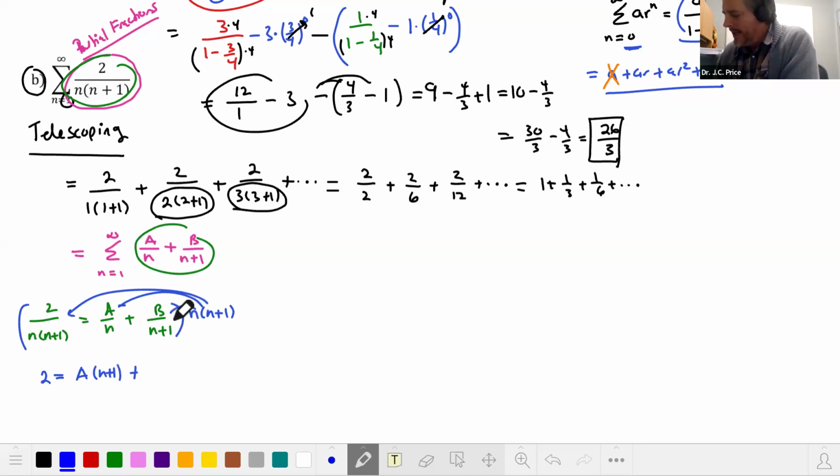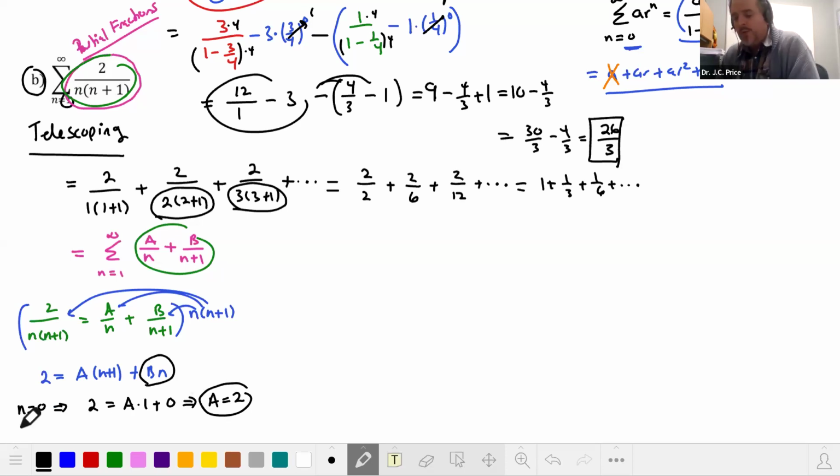Plus, and on this guy, we get b times n. And then we're just going to let n be different numbers. We picked them nicely, right? So let n be equal to 0, because if n is equal to 0, this guy's going to go away. So that implies that 2 is equal to a times 1, so you want to put 1 there, and then plus 0. And so that tells us right away that our a is equal to 2. So now we know what a is.